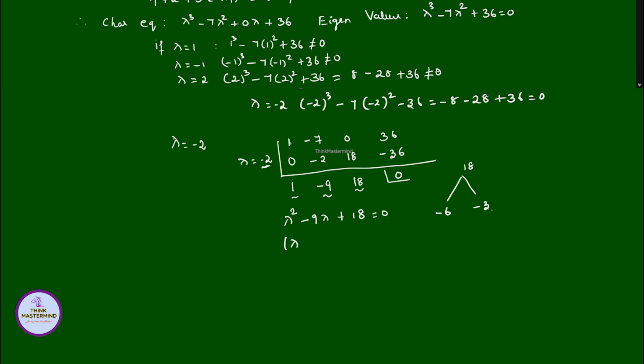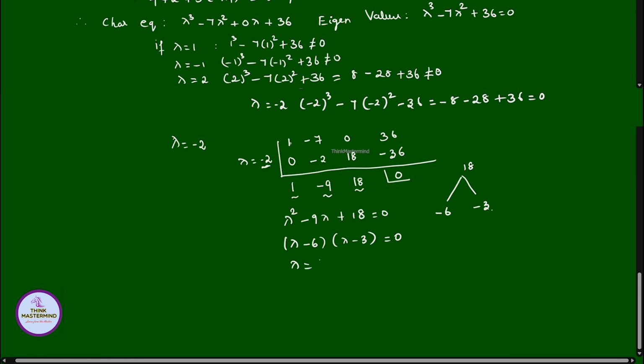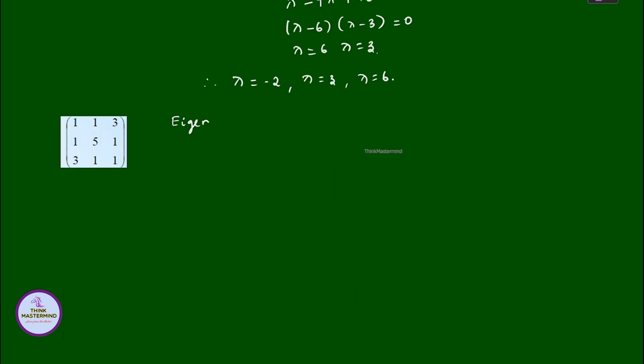Therefore, the factors of the quadratic equation are (lambda minus 6) into (lambda minus 3) equal to 0. That is, lambda is equal to 6, lambda is equal to 3. Therefore, the eigenvalues of the given matrix are lambda is equal to minus 2, lambda is equal to 3, lambda is equal to 6. The eigenvector is given by (A minus lambda I) into X is equal to 0, where capital X is the column matrix x1, x2, x3.